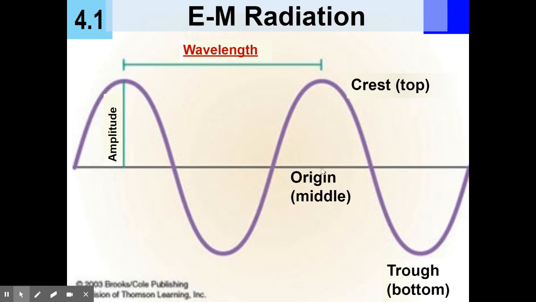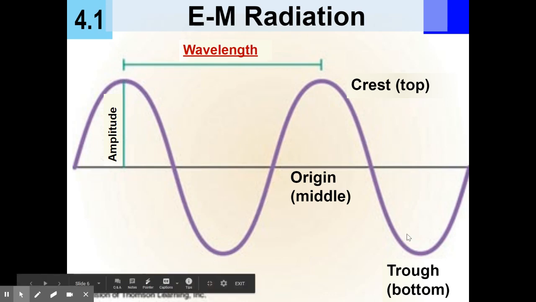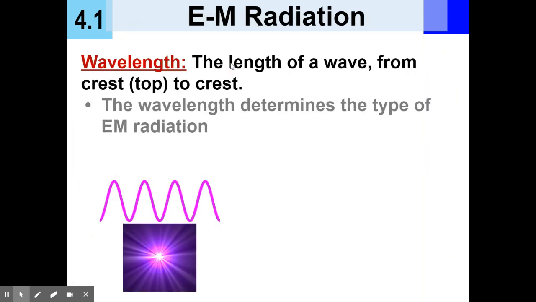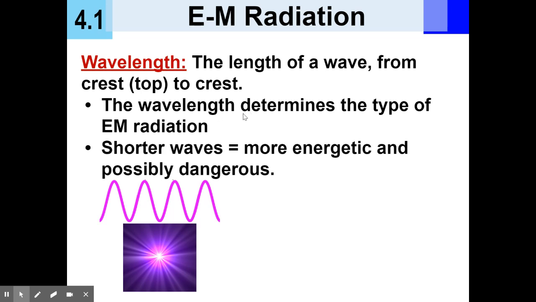call the origin. But the most important part of a wave is the wavelength, which is literally the distance, the length of a single wave from either the top to the top or the bottom to the bottom. Basically, how long it takes to go through one entire wave. That is the wavelength. The height of the wave from the center is called the amplitude. We'll talk more on that later. But the wavelength is the most important type of information about the wave because it's the wavelength that determines what type of electromagnetic radiation you have.